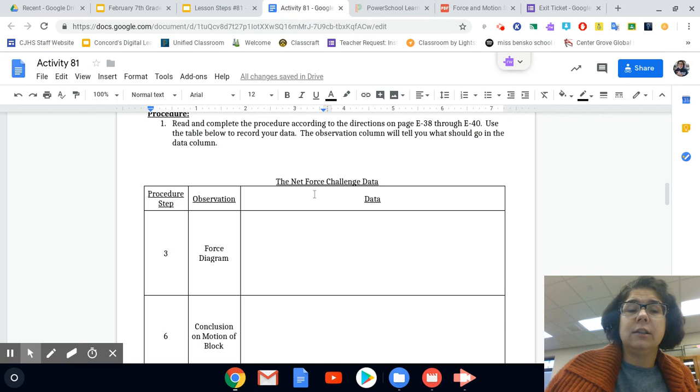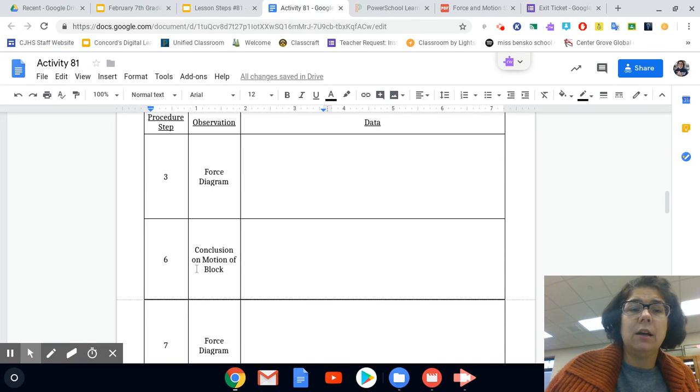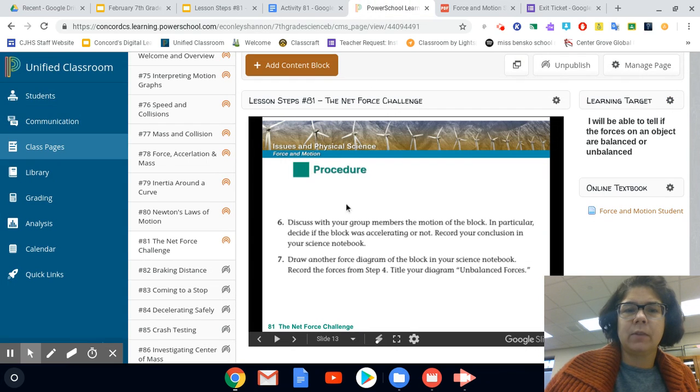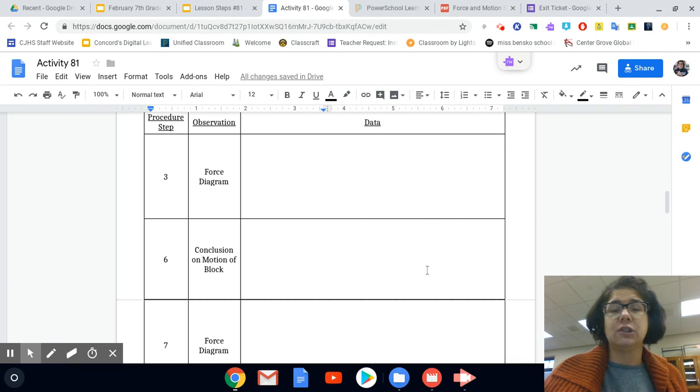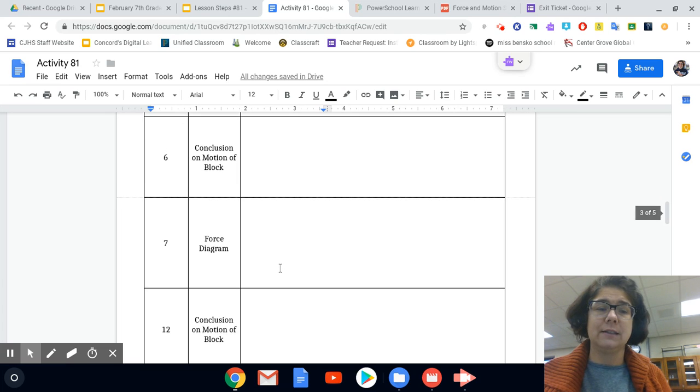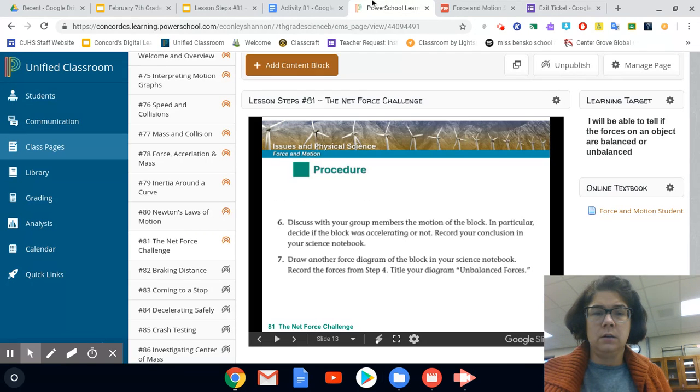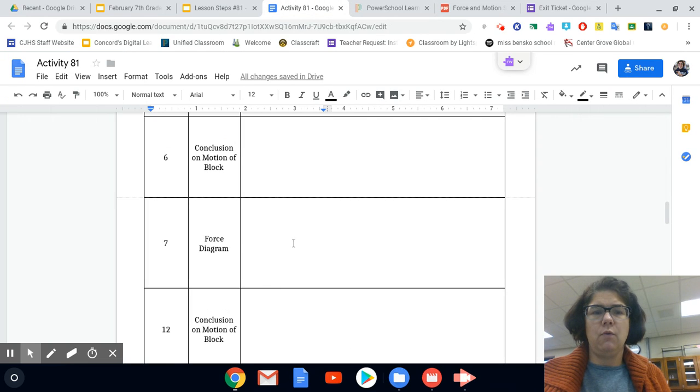Well, again, we're using this sheet instead of our science notebook, and look at procedure step 6. This is where we're going to write down the conclusion. Was it accelerating or not, and which direction was it accelerating, if it was accelerating. After that, you're going to draw another force diagram for what you observed right here in the 7th box.